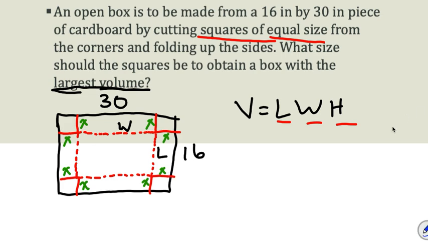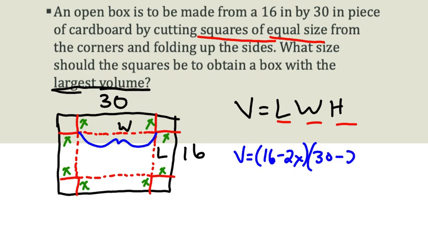So now going back to our primary formula for volume, what is the length? This value right here, what is the length here? Think about it for a second. We know the overall is 16, and we're taking off 2 x's. So 16 minus 2x. What is the width? What is this distance right here? Well, we know the whole thing is 30, and again, we're taking off 2 x's. So 30 minus 2x. And then what is the height? If I take each of these folds, the dotted lines, and fold them up, what would be the height of the box? Well, that's x.